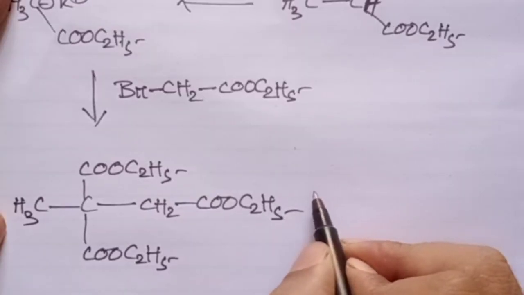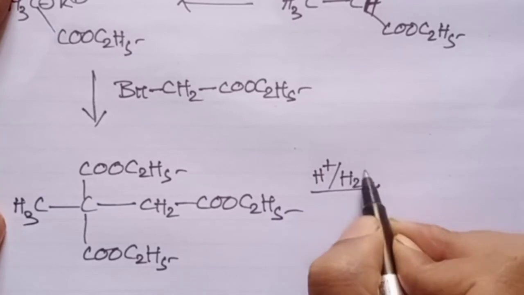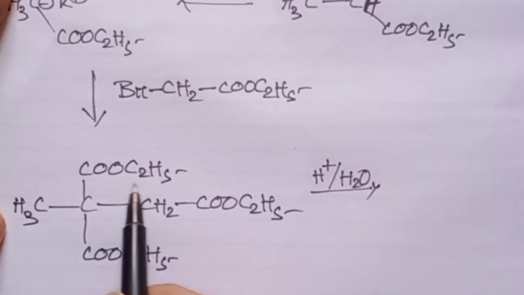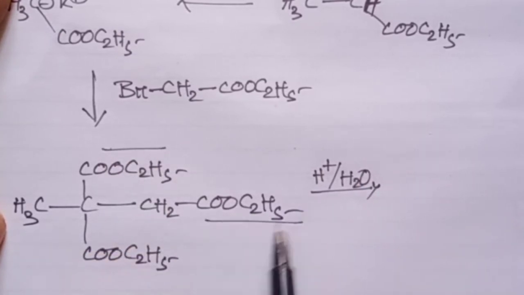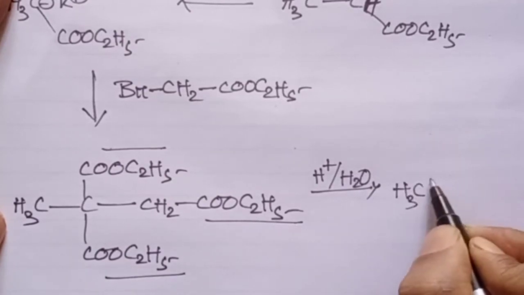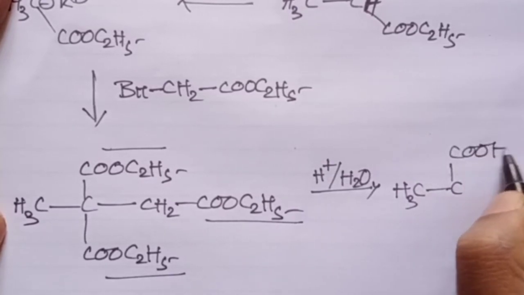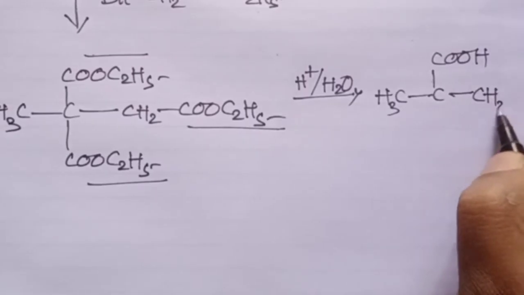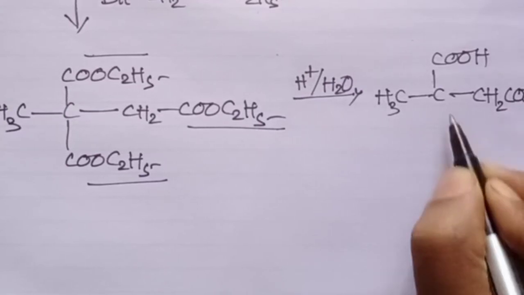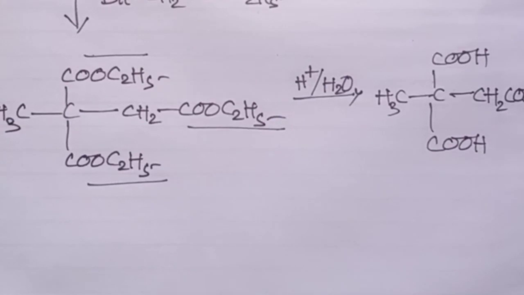And the very next step, as I said, hydrolysis, H plus H2O. All the esters will be converted to carboxylic acid. So CH3, C, COOH, CH2COOH, COOH. So this one will be the product.